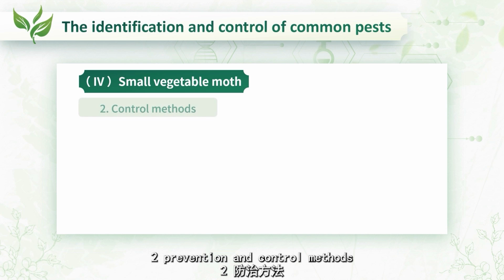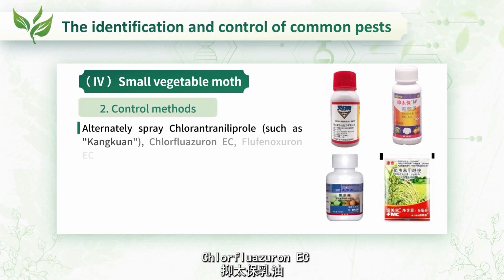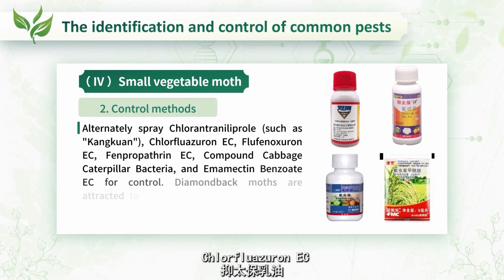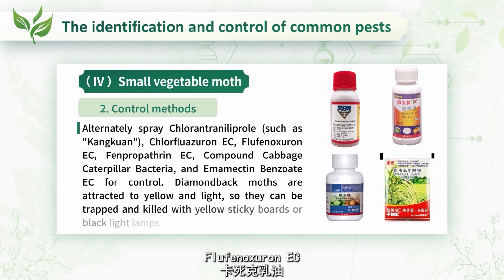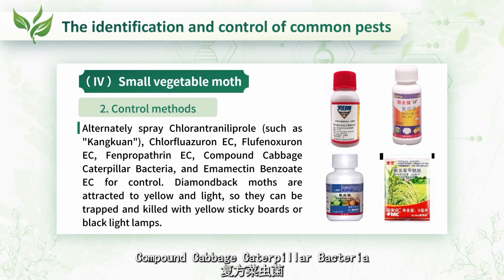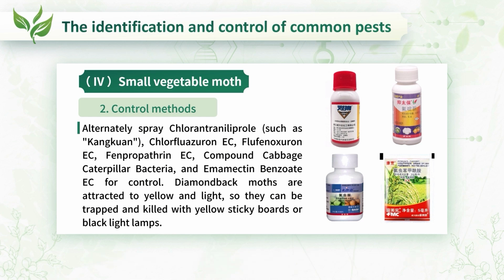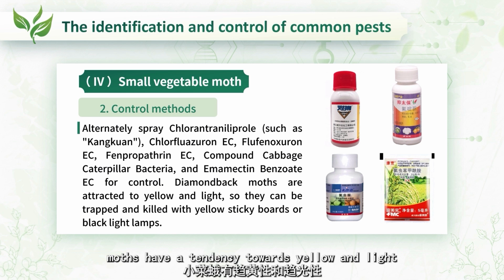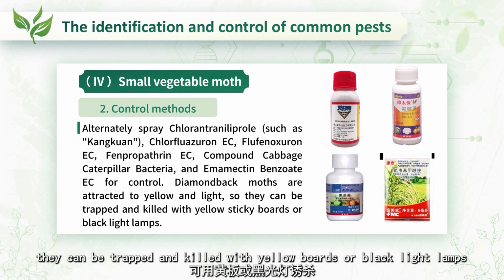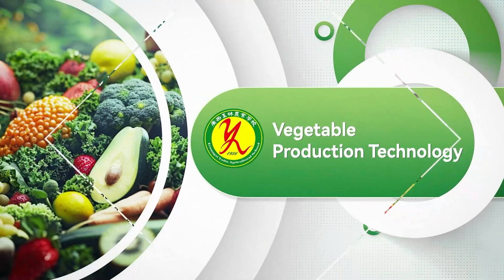2. Prevention and control methods. Corazin, Lufenuron EC, Flucyclochron EC, Cypermethrin EC, compound cabbage worm bacteria, and Abamectin EC can be sprayed alternately for prevention and control. Diamondback moths have a tendency towards yellow and light. They can be trapped and killed with yellow boards or black light lamps.